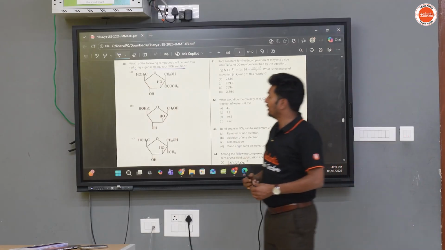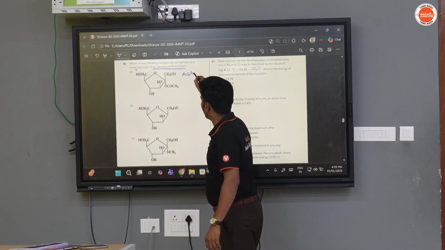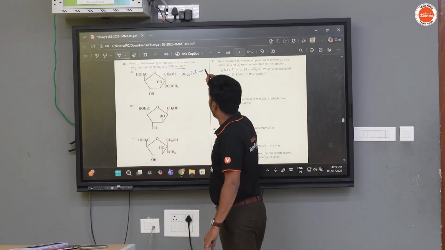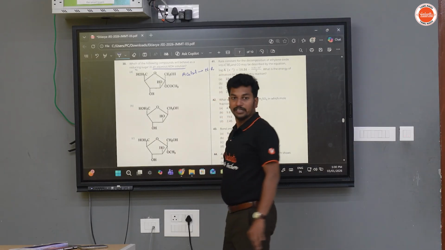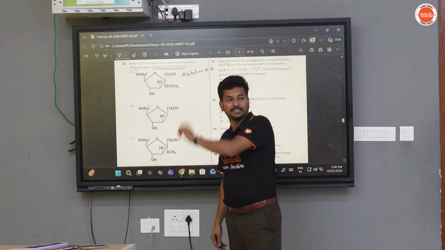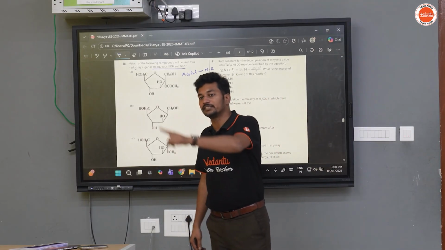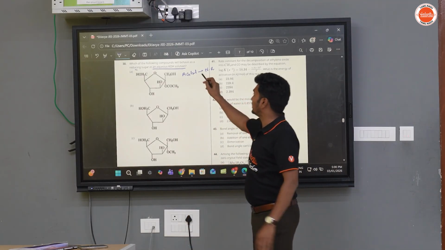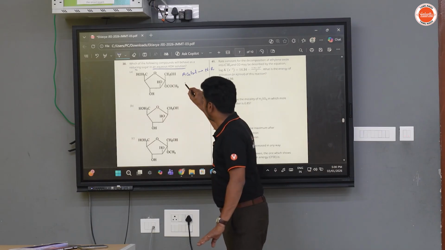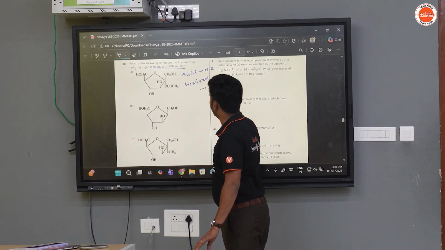Normally, we should know that all sugars are in either acetal or hemiacetal form. Acetal form is a non-reducing sugar. Non-reducing sugar means what? Which doesn't reduce Fehling's reagent or Tollens reagent. Reducing sugar means what? Which reduces Tollens reagent or Fehling's reagent. Whenever it is in acetal form, that doesn't reduce the Tollens reagent. Coming to hemiacetal form, hemiacetal form is a reducing sugar.